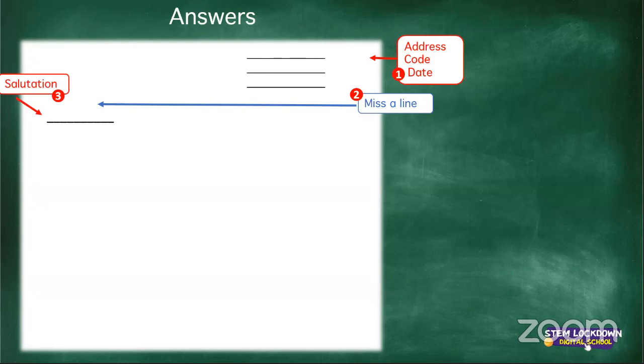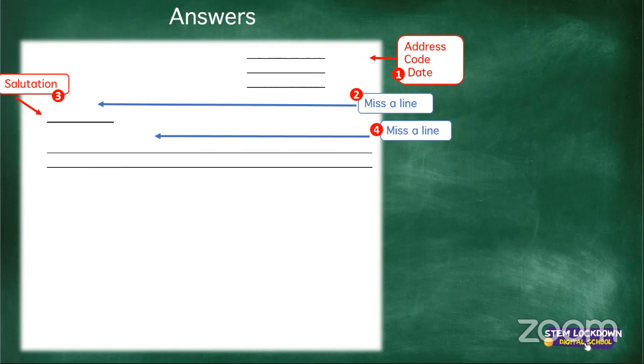Then we had the salutation. I wonder if you got that big word, salutation. It's like salute, but it's salutation. Right, then we had to miss a line again. Then we had the first paragraph, which is the greetings paragraph, making the person feel comfortable and sort of easing into the letter.